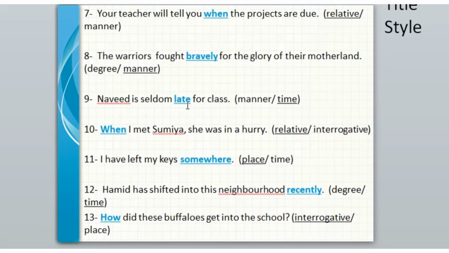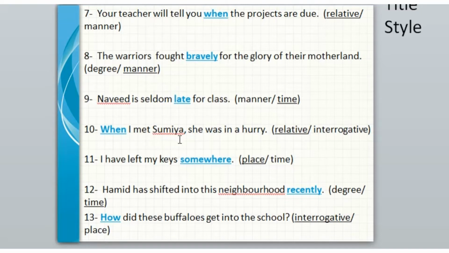Okay, number 9. Naveed is seldom late for class, bracket says manner, time. Now you see which adverb is telling you about time? Late. You will underline late and put a tick on top of this option, time. Seldom means often.